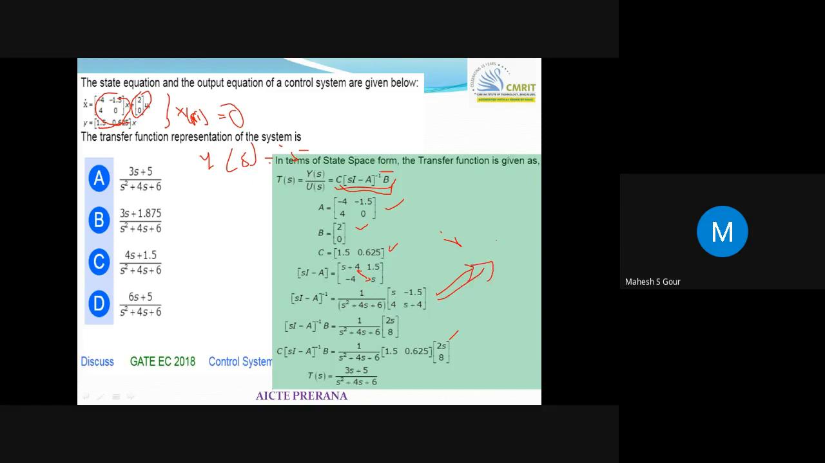Now the next thing you need to multiply with b. So b is 2 and 0. So when you multiply with b, you'll be getting this.